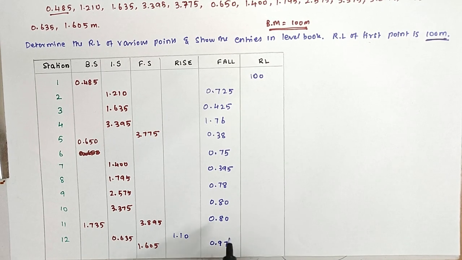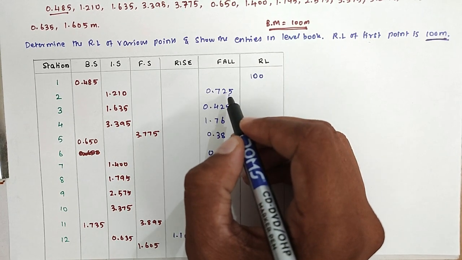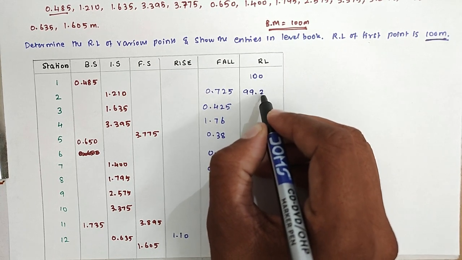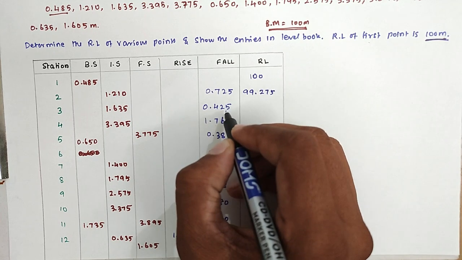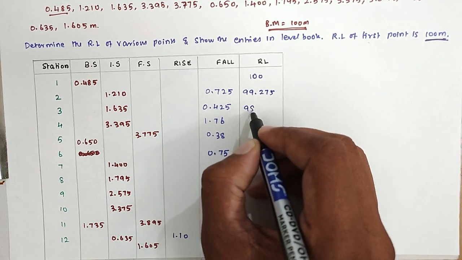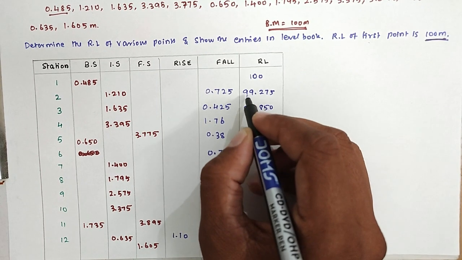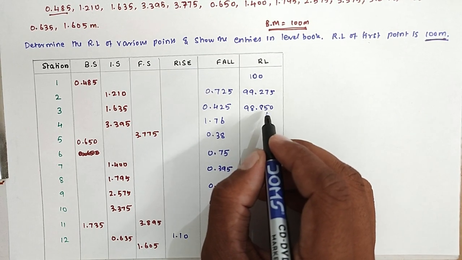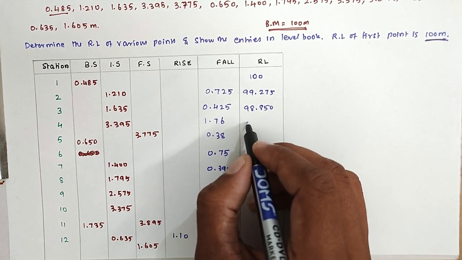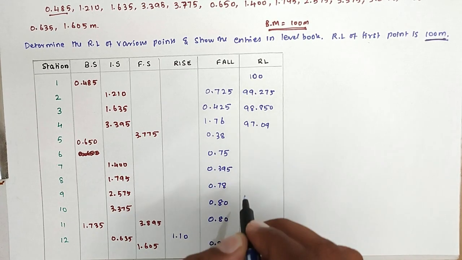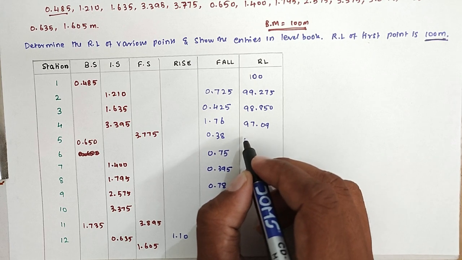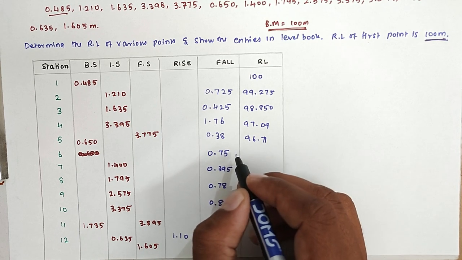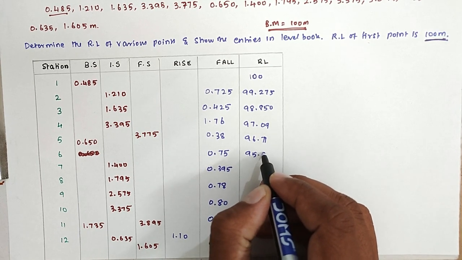0.97. Now we can find out the RL values. 100 minus 0.725, that value will be 99.275. Next, 0.425, so that will be 98.850, because 99.275 minus 0.425. Again, 98.850 minus 1.76, that will be 97.09. Likewise we can calculate all the values. The values will be 96.71. Then 96.71 minus 0.75, that value will be 95.96.